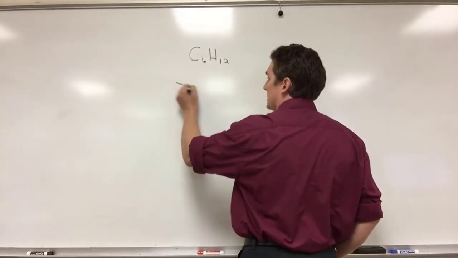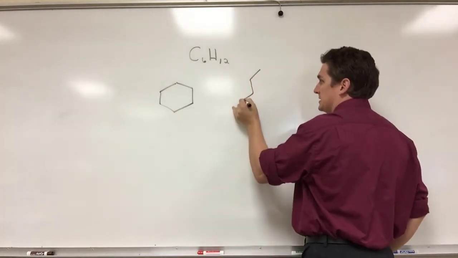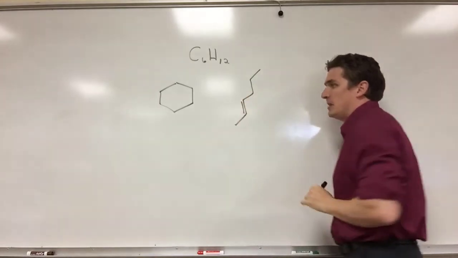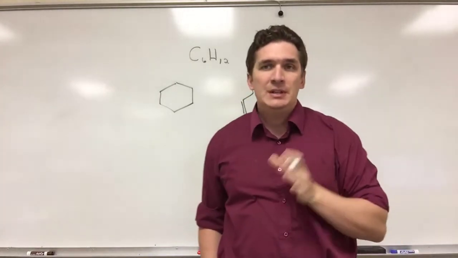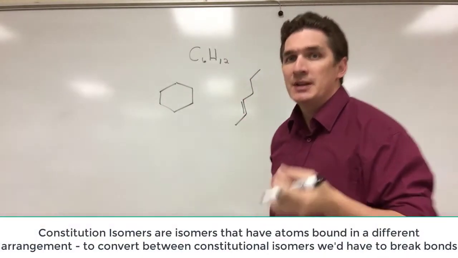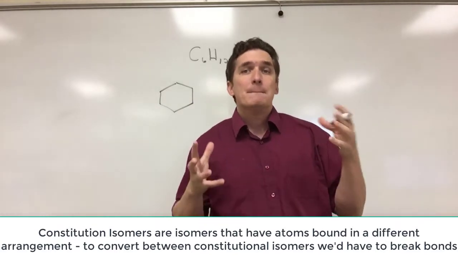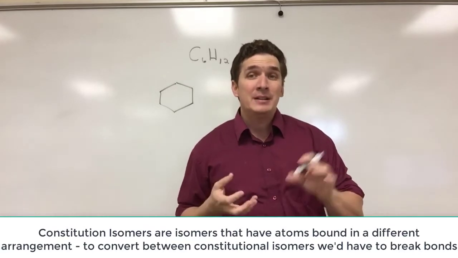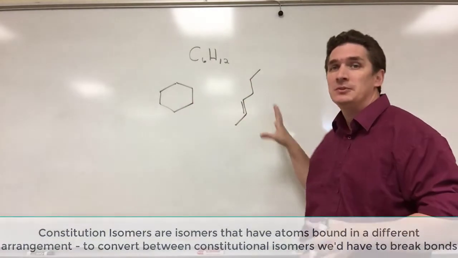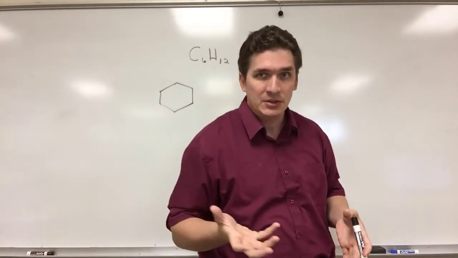One is to form cyclohexane. The other is to take linear hexane, 2, 3, 4, 5, 6, and put a double bond in there somewhere. The differences between these two, they are isomers, but these are considered constitutional isomers. A constitutional isomer is when we have two molecules with the same chemical formulas, but they actually vary by bonding itself. So in this case, we have no double bonds. In this case, we do. We have a ring, we don't have a ring here. So there's really no way to get these two compounds to look like each other.